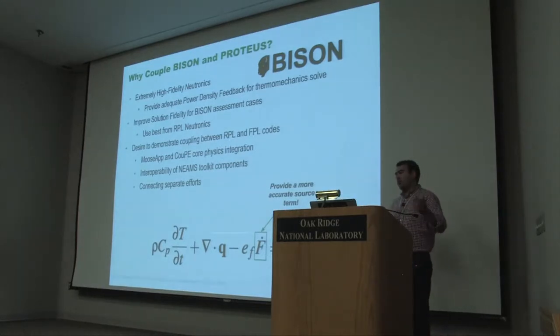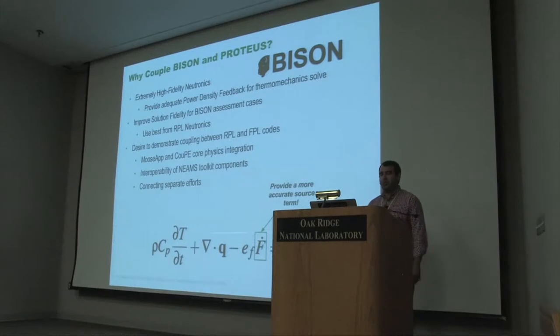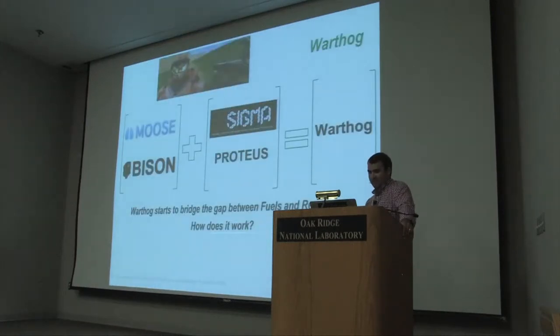There are other programmatic reasons within NEEMS. We want to see interoperability between Moose and Sharp and all sorts of stuff. And overall, connecting separate efforts across institutions is always a great thing. But the real key thing for the physics is to provide a more accurate source term, a power density function from Proteus back into Bison.